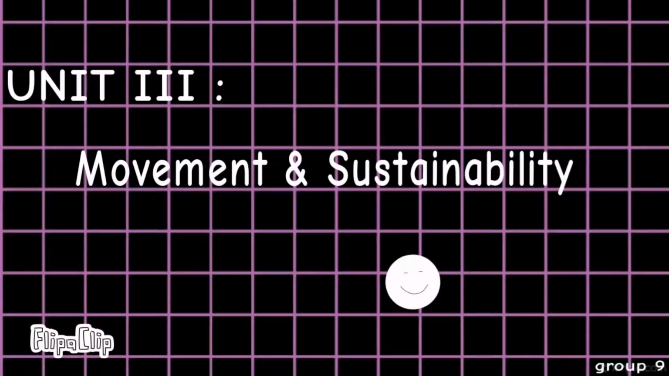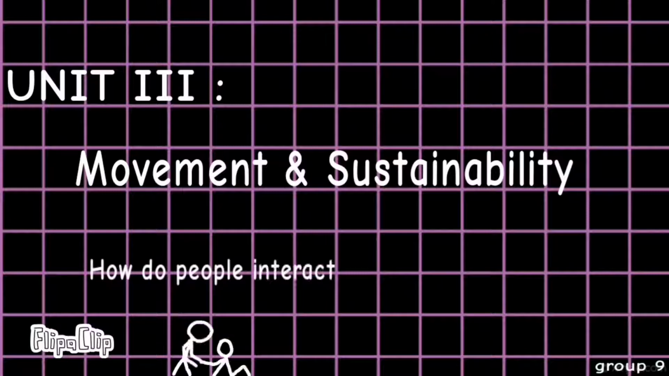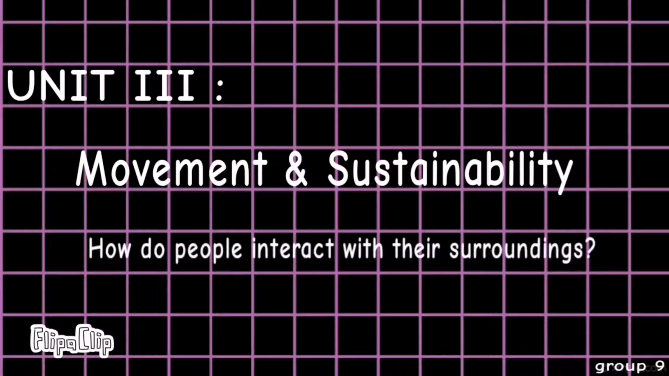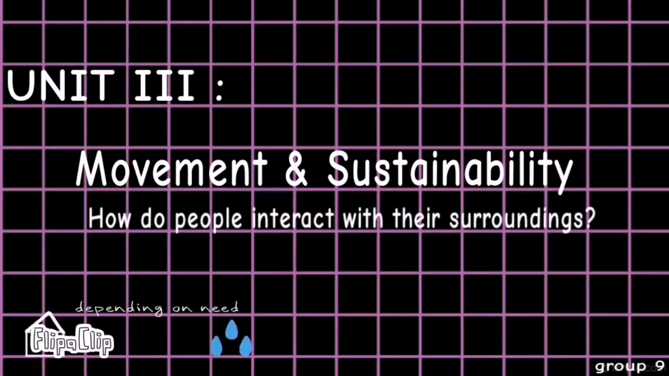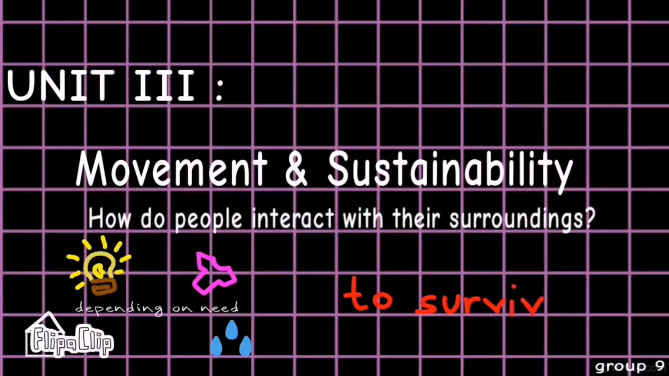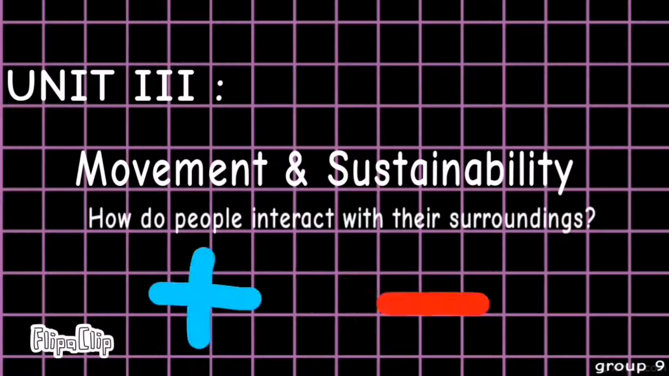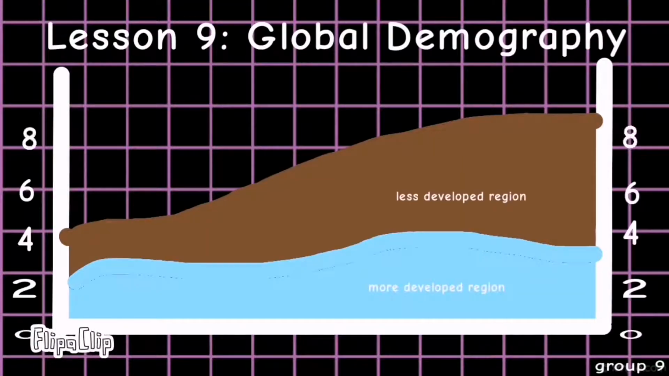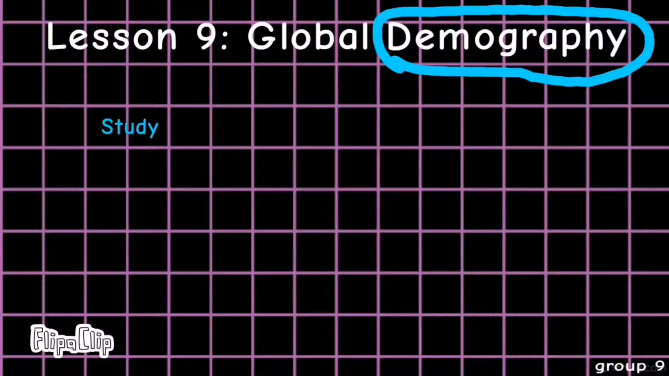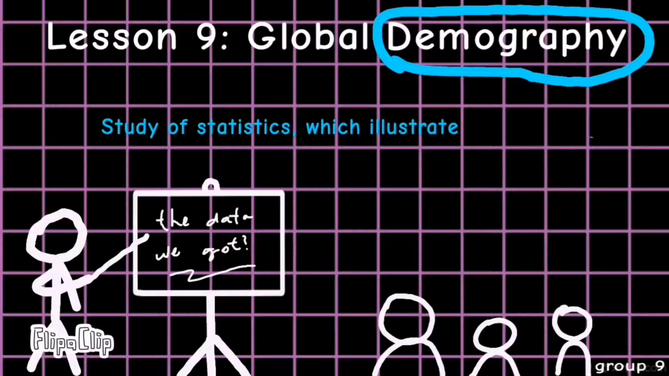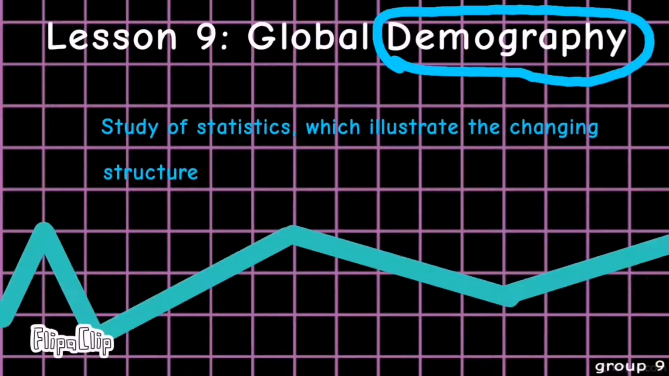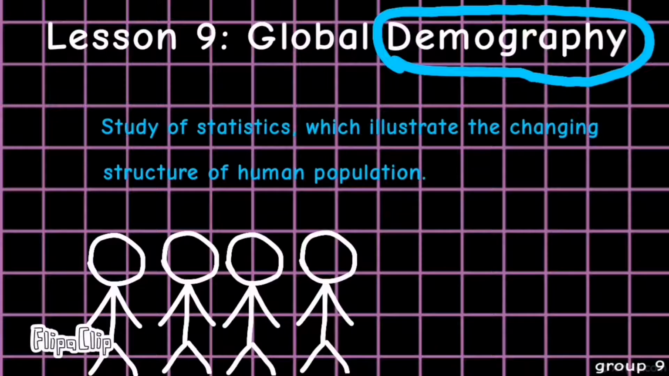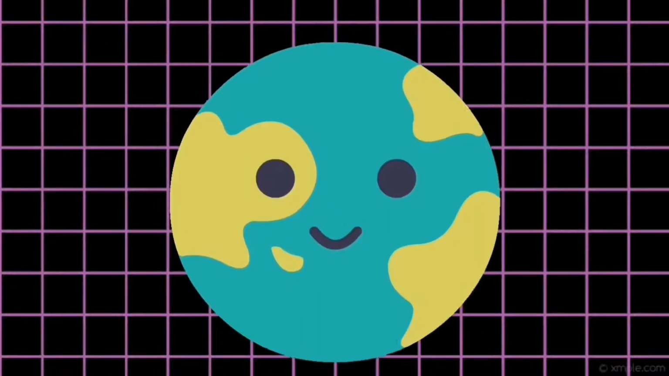Before anything else, let's talk about how people interact with their surroundings. Human interactions depend on what they need to survive, whether it's positive or negative, good or bad. Jumping on to Lesson 9, Global Demography. The world itself is a study of statistics which illustrate the changing structure of human population. Meaning, people tend to act because they need something.